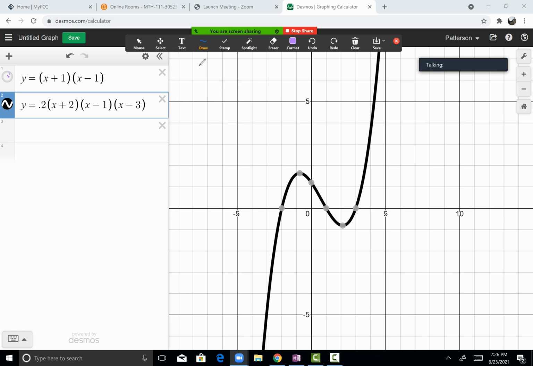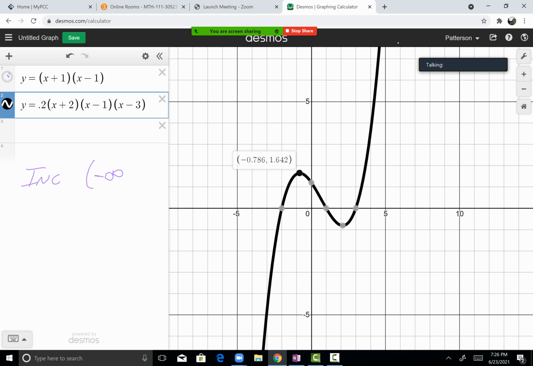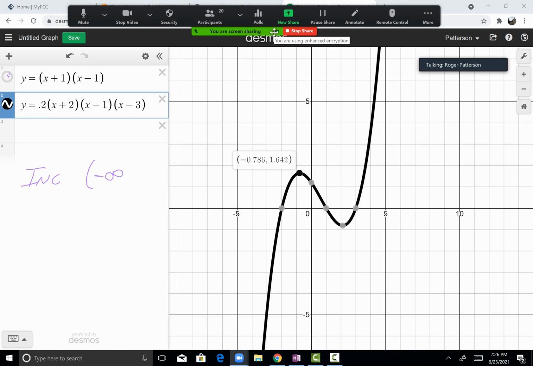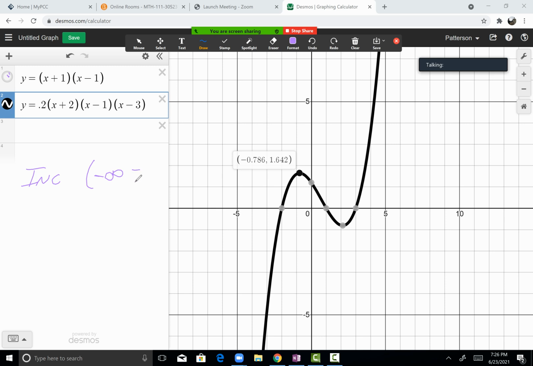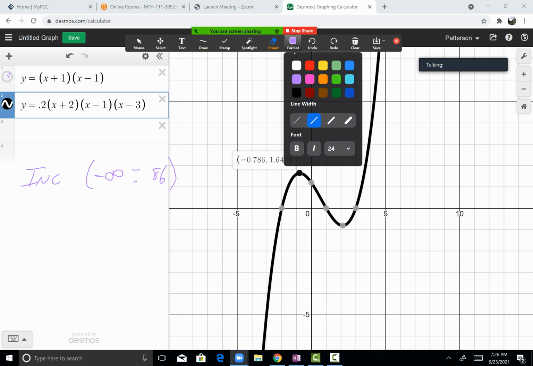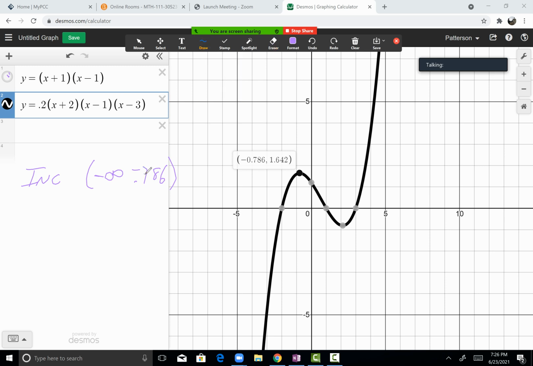I think I'm still in the draw mode. I'm not sure. There we go. So I'm going to say that increasing. So I'm going to put increase here. Again, I'm going to start with a parenthesis, so negative infinity, right? Always go left to right. Negative infinity to, what was that point? To negative 0.786. Sorry about that mess there. Okay, that's increasing. All right.